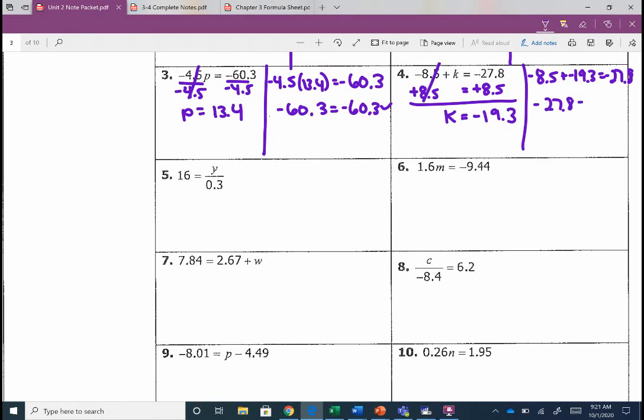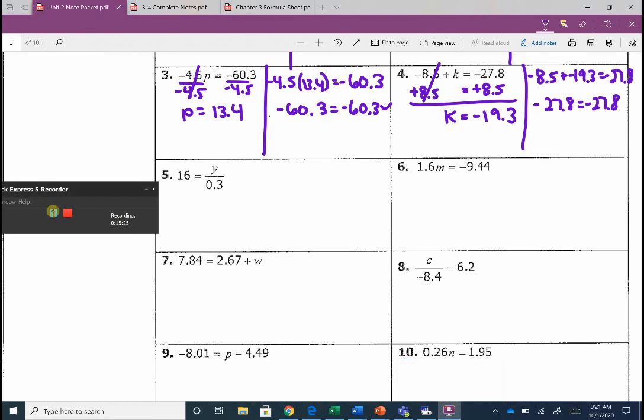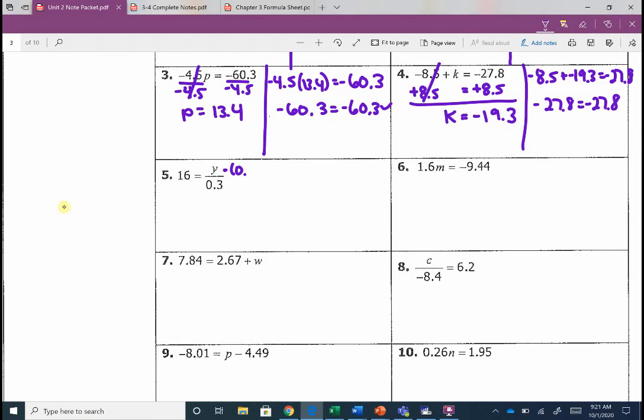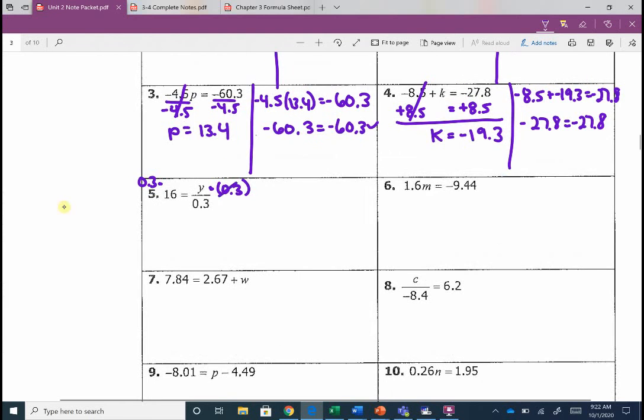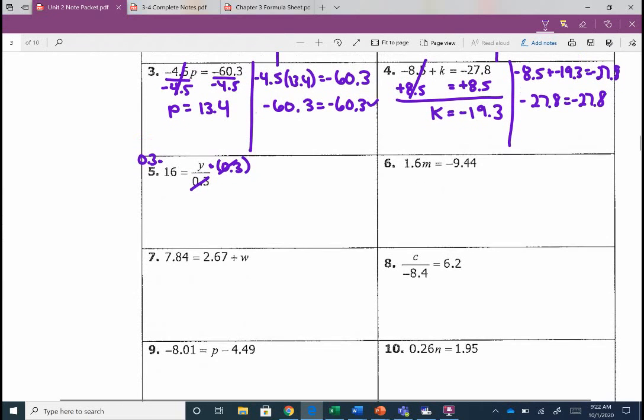In number 5, we see y being divided by 0.3. So to undo that, the inverse would be to multiply. There's not really a lot of space there on the left side. So we end up with 0.3 times 16, and we get that 4.8 equals our y. We can put that back in and check. And we get 16 equals 16.